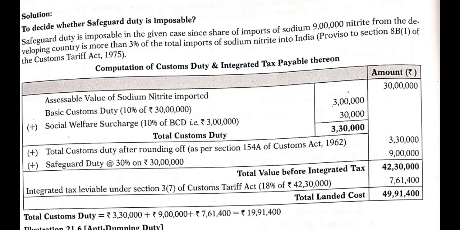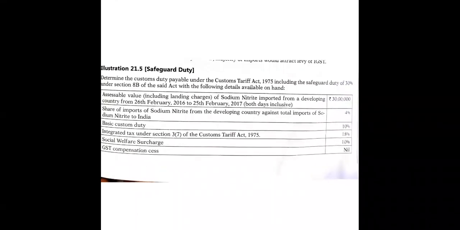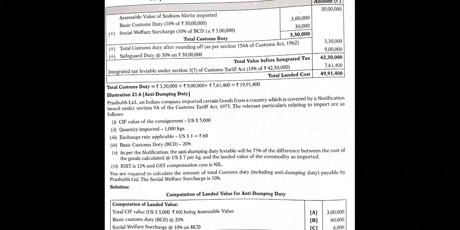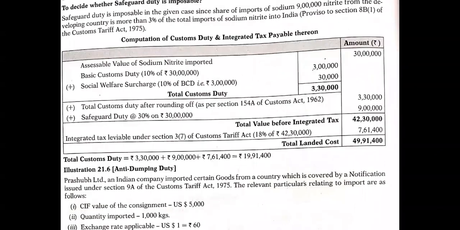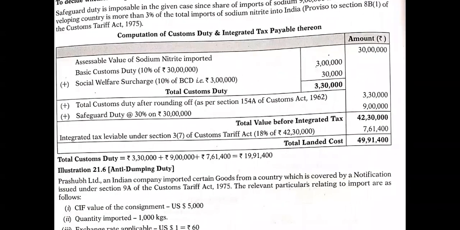Okay, if you see this problem, the share of the total import was 4%, which is more than 3% as per the provision provided in Section 8, subsection B of the Custom Tariff Act of 1975. So there we need to go for the safeguard duty. Okay, so now how do we calculate? Same way, calculation of custom duty and integrated tax payable thereon.